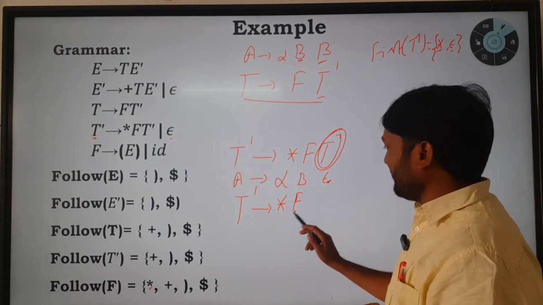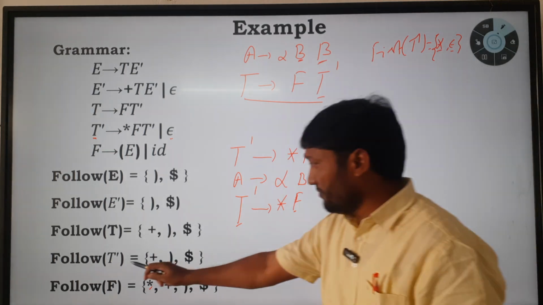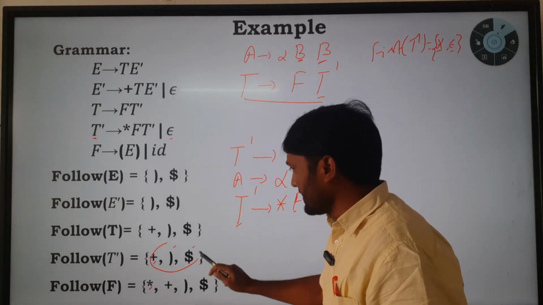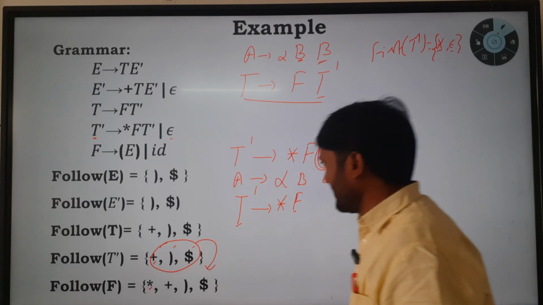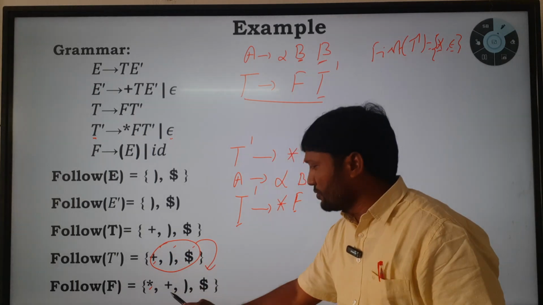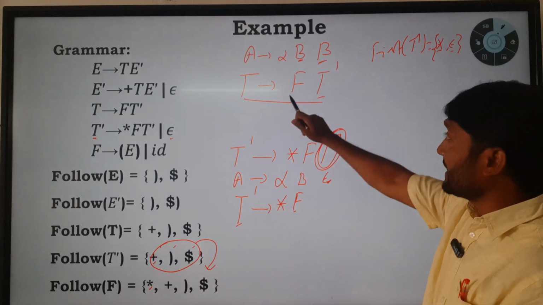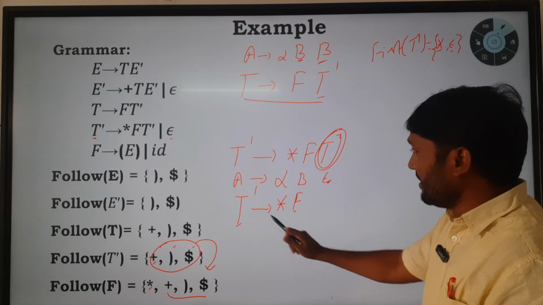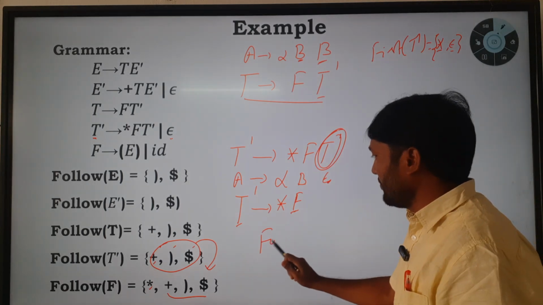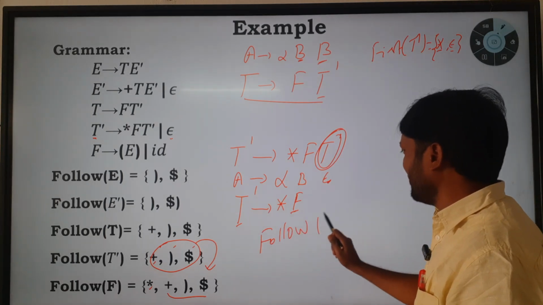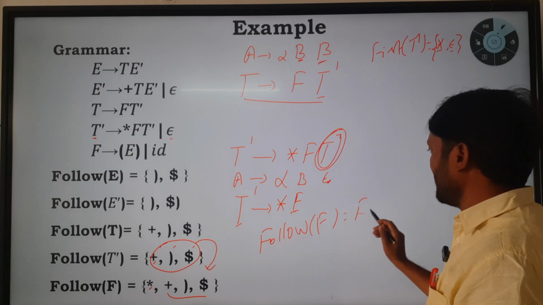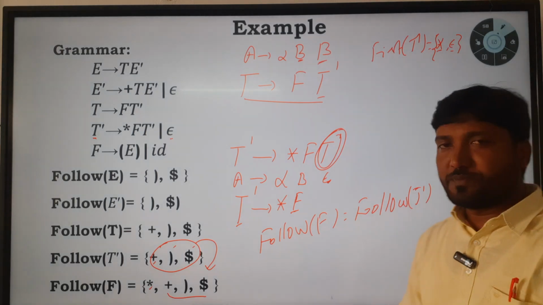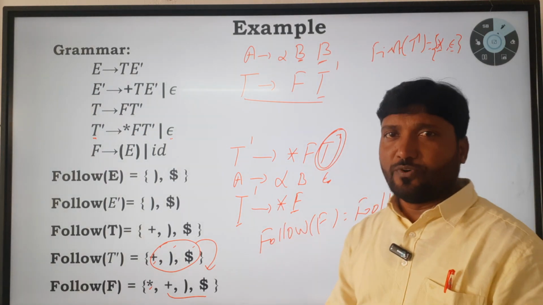Here, what is the follow of F? Follow of T dash. What are the follow of T dash symbols here? Plus, close bracket and dollar. These three symbols can be added here as follow of F. Follow of F equals star, which can be taken from this production, and plus, close bracket, dollar can be taken from this one. Because follow of F equals follow of T dash, as per the third rule.